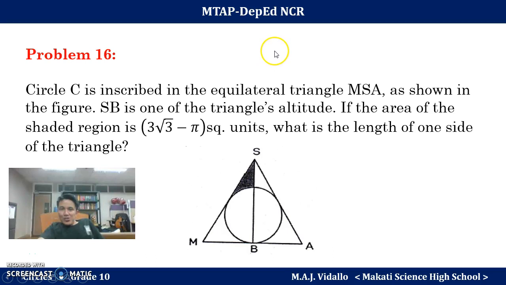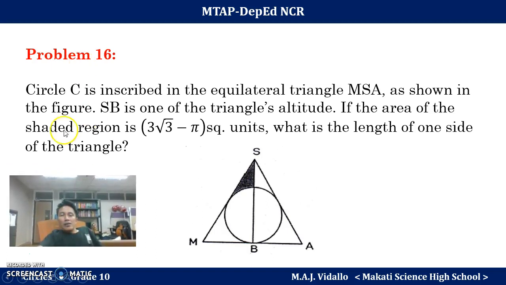Let me continue in my discussion in the assigned topic to me in the MTAP-DepEd NCR Summer Inset for grade 10 that focuses on circle. So let me discuss problem number 16. It says here that circle C is inscribed in the equilateral triangle MSA as shown in the figure. SB is one of the triangle's altitude. If the area of the shaded region is 3 square root of 3 minus pi square units, what is the length of one side of the triangle?